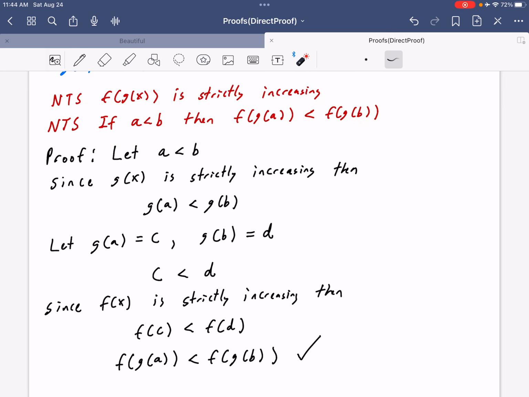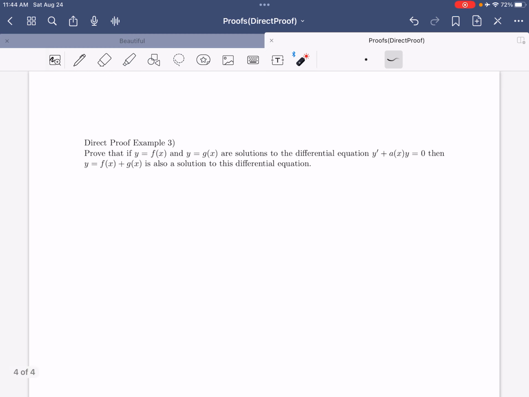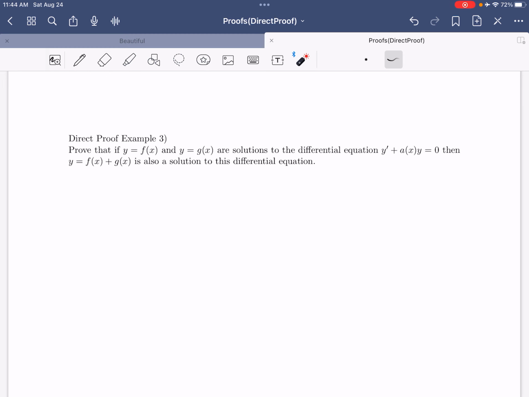All right, let's turn to our last example of a direct proof here. So we want to prove that if y equals f of x and y equals g of x are solutions to the differential equation y prime plus a of x y equals 0, then y equals f of x plus g of x is also a solution to this differential equation.